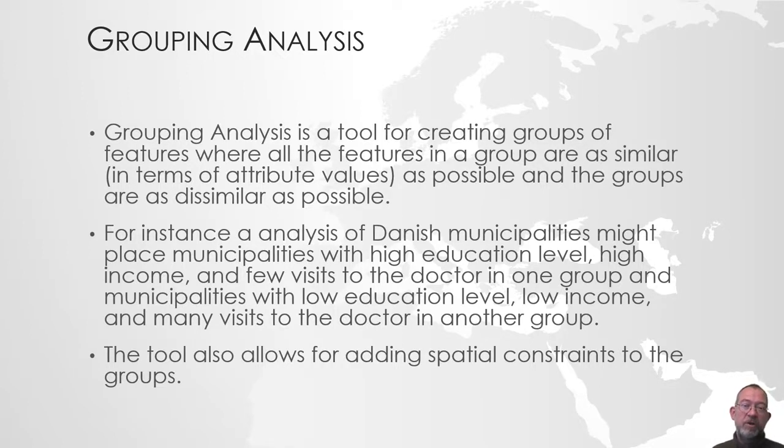So we will not be looking at spatial patterns. We'll be looking at, are there municipalities that, based on their attribute values, are similar. And we will then create these groups automatically and map them. So that's the process we're going to look at.